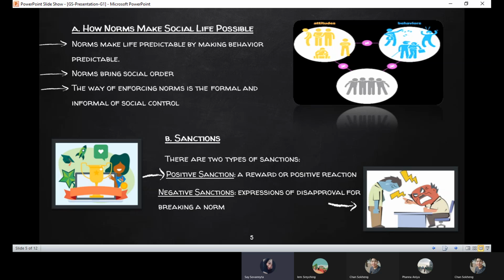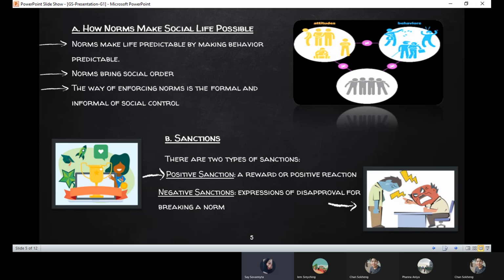The second one is about sanction. Sanction refers to the reactions people receive for following or breaking norm. There are two types of sanctions, which are negative sanction and positive sanction. Negative sanction is an expression of disapproval for breaking a norm that can range from a frown to an accusation, or we can say that negative sanctions are a punishment for breaking norm.